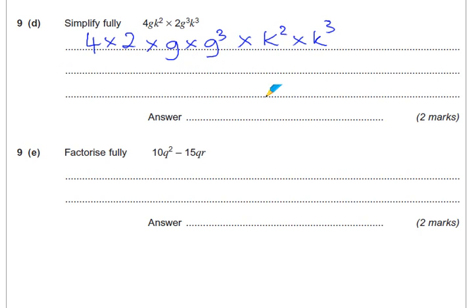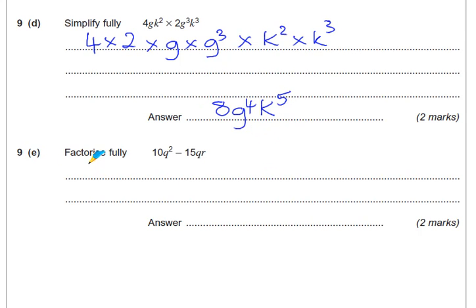4 times 2 is 8. G times g cubed is g raised to the power 4. And k squared times by k cubed is k raised to the power 5. That's my answer on the answer line.